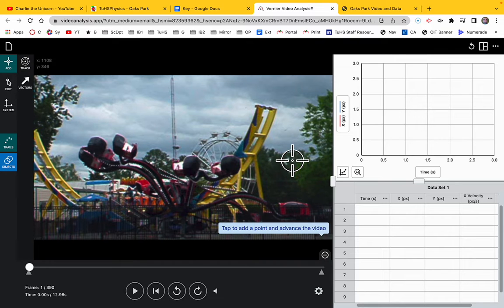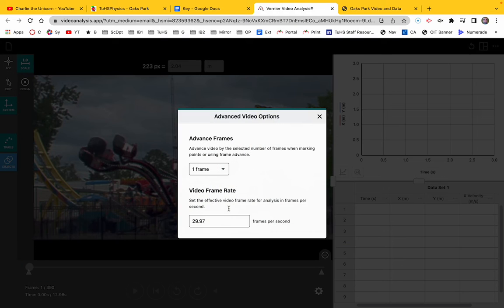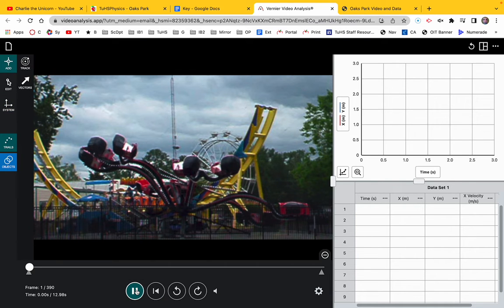Okay, so I know that I want to do the system here, and I know that these fence posts are 2.04 meters. Now the thing is, the fence posts are not quite the same distance. But the problem is these cars are rounded, so it's very hard to do accurate stuff there. One frame is probably too much; every 2 frames might be good. Then let's take a look at this and we'll play it.